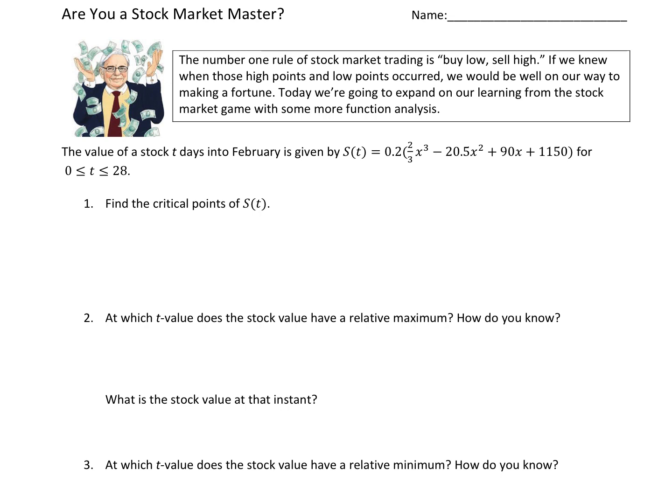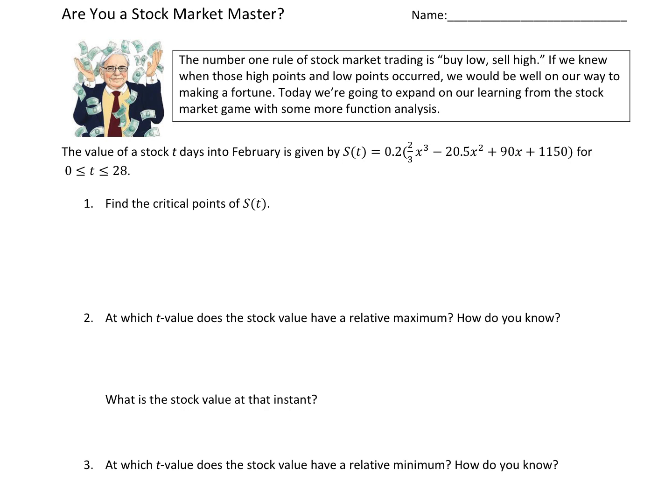So we've got a value of a stock that is t days into February, given by this function, for 0 to 28. Okay? So t is the number of days into February. So t being 1 would be February 1st. If we want to find critical points of this function, critical points are when my derivative is equal to 0 or it is undefined.